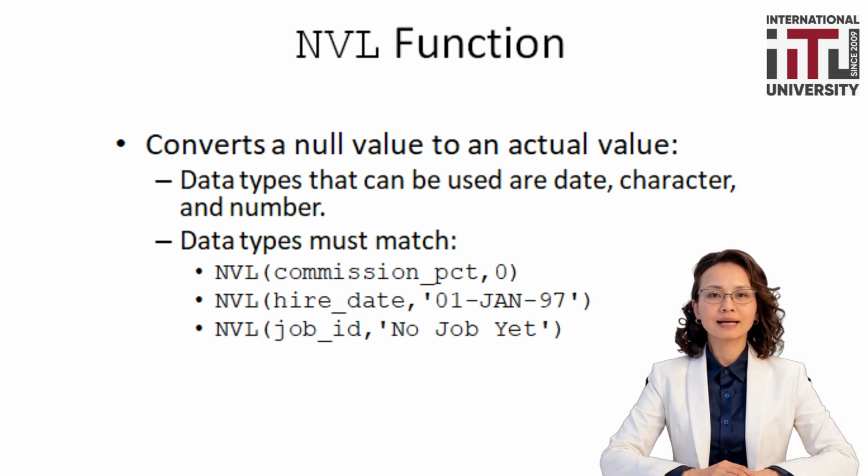But an important rule is that both expressions must be of compatible data types. For example, NVL(commission_pct, 0) replaces missing commission values with 0. NVL(hire_date, '01-Jan-97') replaces missing dates with a default date. NVL(job_id, 'No job yet') replaces null text with a meaningful message. Overall, NVL helps improve data readability and prevents issues in calculations or output caused by null values.